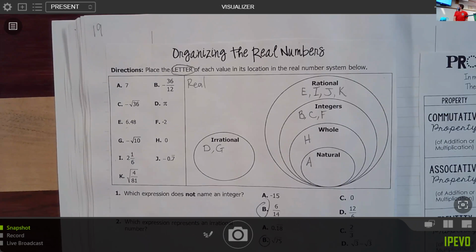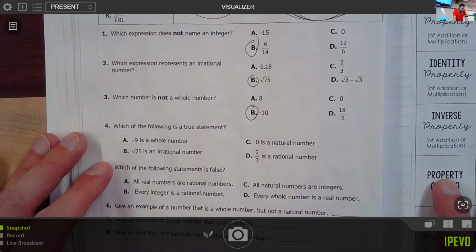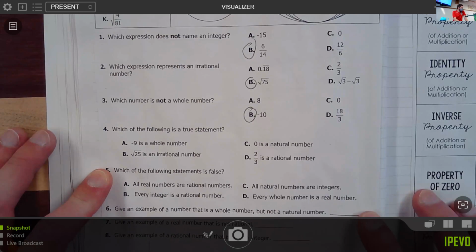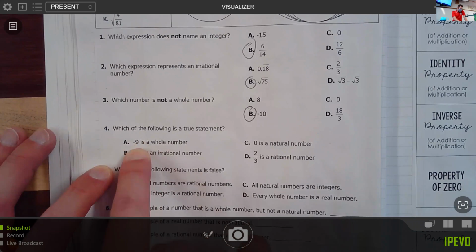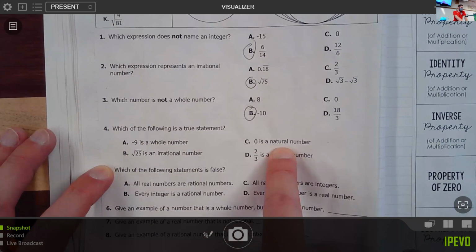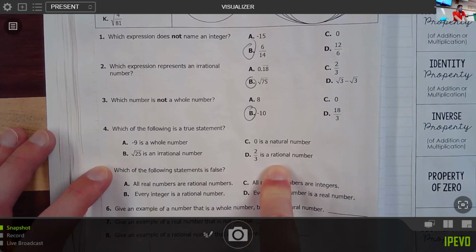Which of the following, oops, sorry, you couldn't see those. Which of the following is a true statement? -9 is a whole number. Is that a true statement? No, that's an integer because it's negative. 0 is a natural number. Take a look at our list of natural numbers. Is 0 a natural number? No, okay. 2/3 is a rational number. Is that true? Yeah.